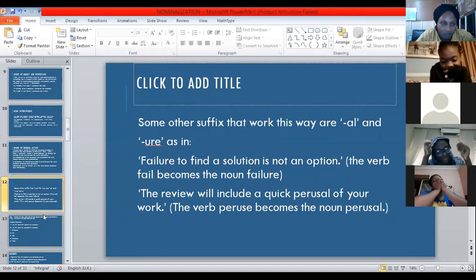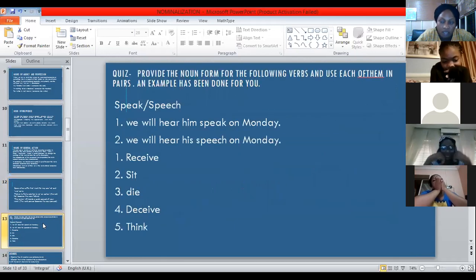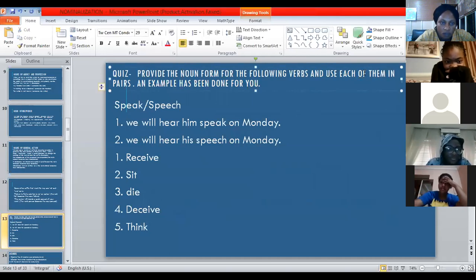Any question? We have an activity right now, a short quiz. Provide a noun form for the following verbs and use each of them in sentences. The instruction is there. You don't need to write the question. Just look at the word. Look at the example done for you. The word is speak.